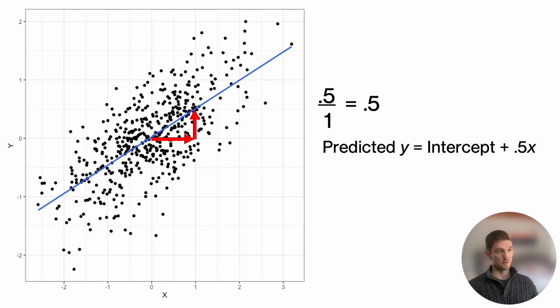So here we would represent this mathematically by saying our prediction for y equals the intercept value, which in this case is 0, so that makes it easy. That just disappears. And then we have the coefficient times the value of x. So the slope plus the intercept tells you this predicted value of y.